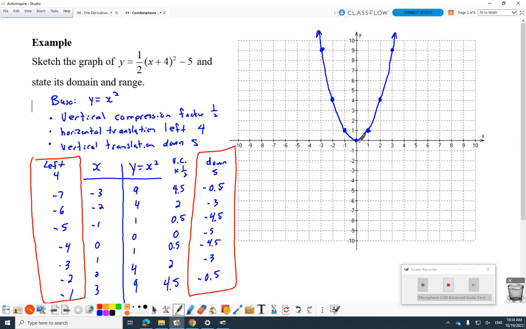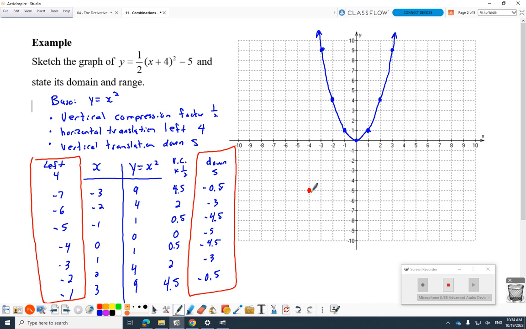And they'll go, okay, vertical compression by a factor of half, stays where it is. Left 4, down 5, there's a point on my new function. See, they'll be a little faster. They've got to use a little more brain power, but they'll be faster because they just moved it over. There's a point at negative 4, negative 5, and the table of values people go, yeah, I see it, negative 4, negative 5. I would have got the same thing.